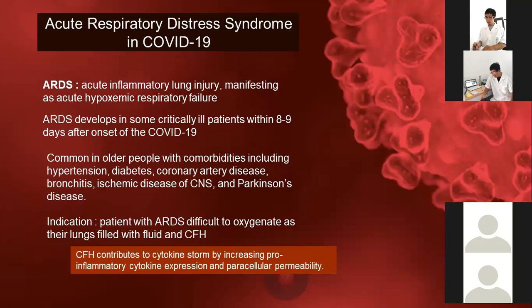The next is acute respiratory distress syndrome in COVID-19, or ARDS. This is an acute inflammatory lung injury manifesting as acute hypoxemic respiratory failure. ARDS develops in some critically ill patients 8 to 9 days after onset of COVID-19. It is common in older people with comorbidities, including hypertension, diabetes, coronary artery disease, bronchitis, ischemic disease of the central nervous system, and Parkinson's disease. So this is diagnosed with several illnesses too. Patients with ARDS are difficult to oxygenate as their lungs are filled with fluid and CFH. The CFH contributes to cytokine storm by increasing pro-inflammatory cytokine expression and paracellular permeability. Next.